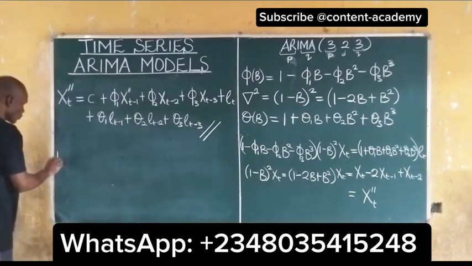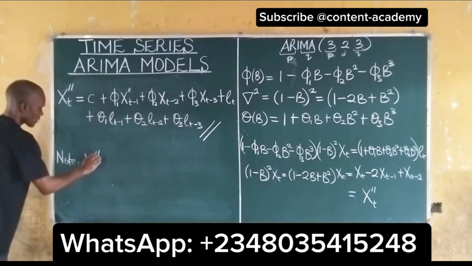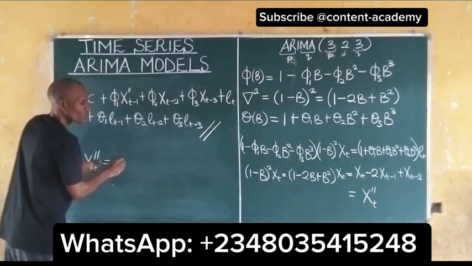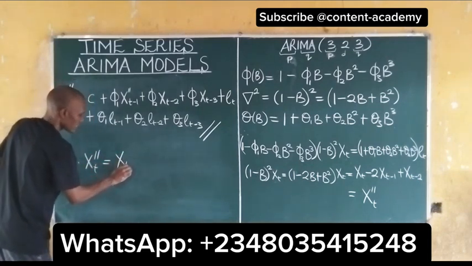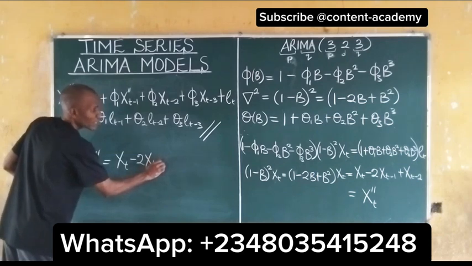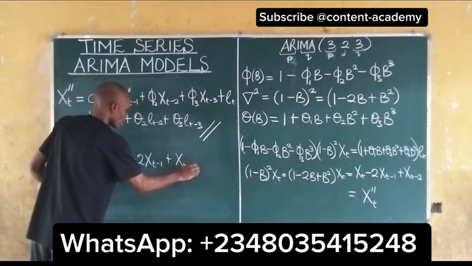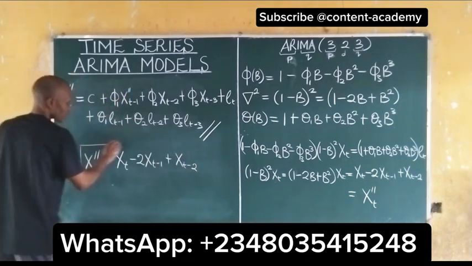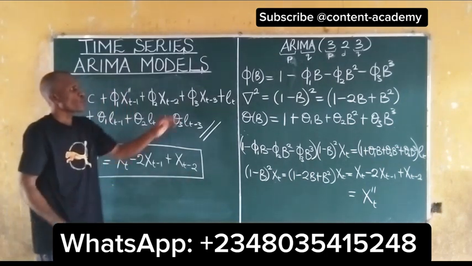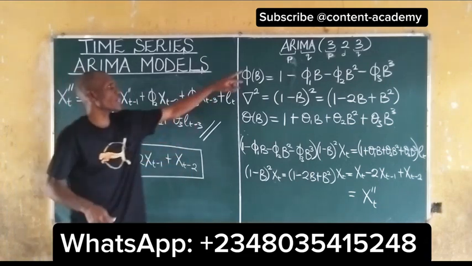Of course, we should note that X of difference 2 is the same thing as Xt minus 2 Xt minus 1 plus Xt minus 2. We should note this. So this is simply how we can complete ARIMA models, or this is simply how we can complete ARIMA 323.